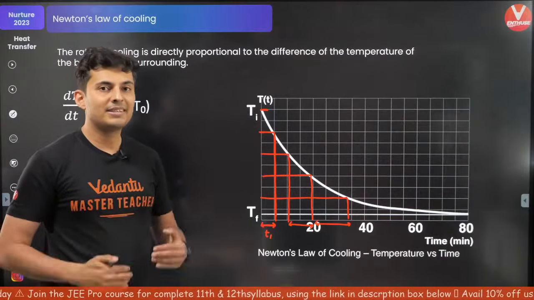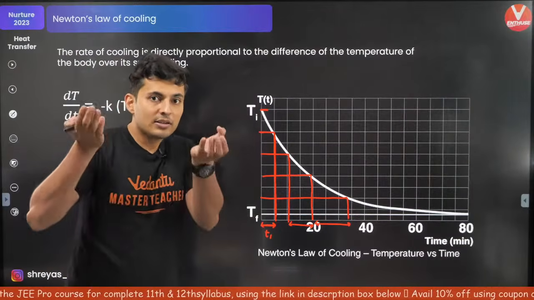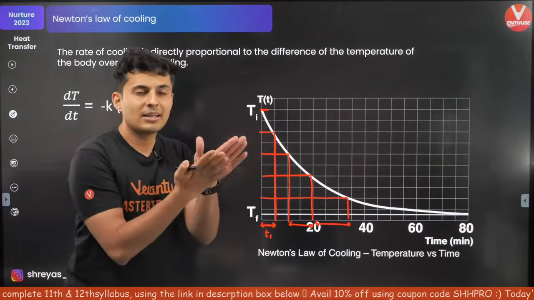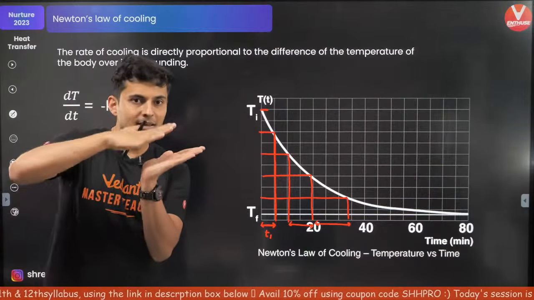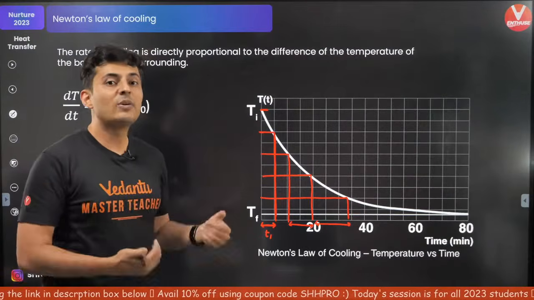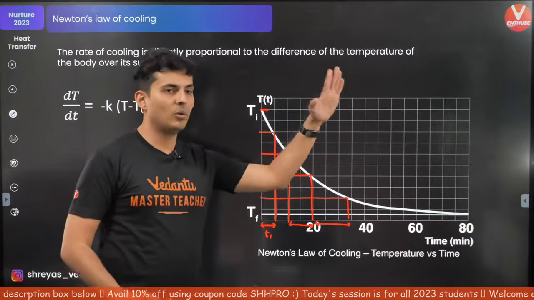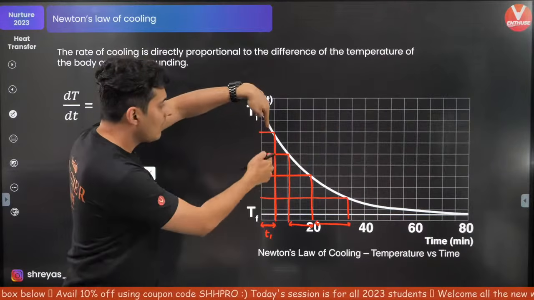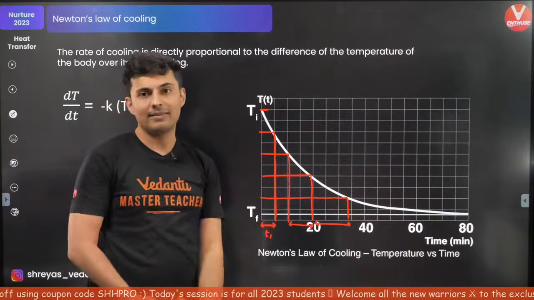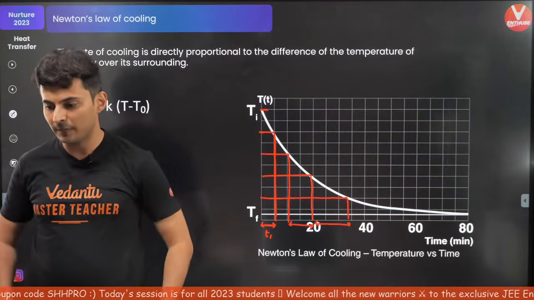So what it means is the rate at which it cools slows down as the difference of the temperature reduces. So when there is less difference between the body's temperature and the surrounding temperature, it will cool down a little bit slowly. Initially, the difference between body temperature and the surrounding temperature is large, so it will cool much faster. I hope this is clear.